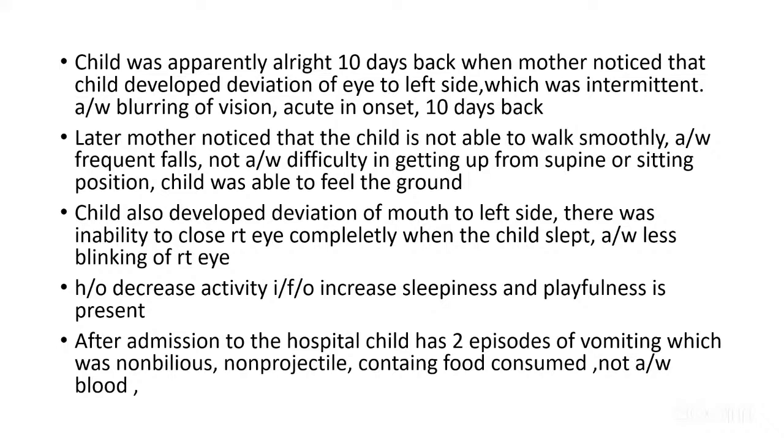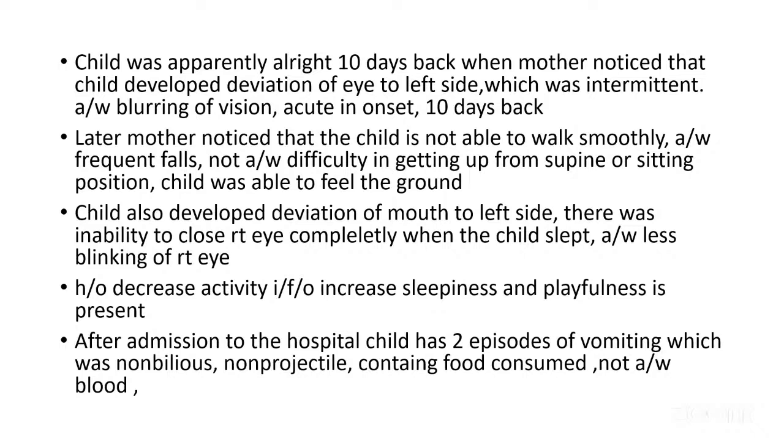So now, as Amdekar sir said, soon this child developed deviation of mouth to left side. And there was inability to close right eye completely when the child slept. So what does this mean now? What does this mean? This complaint means what? Lower motor neuron lesion, facial nerve. Left side. Right side. Right eye. Correct, right side.